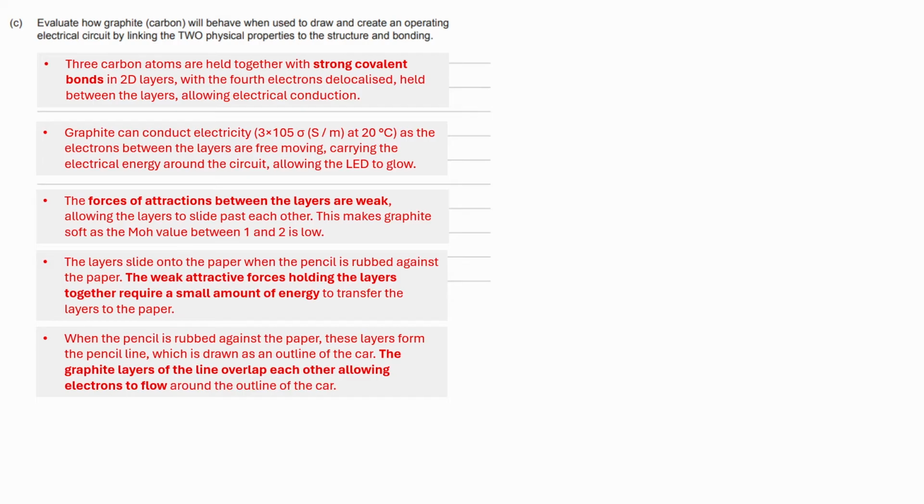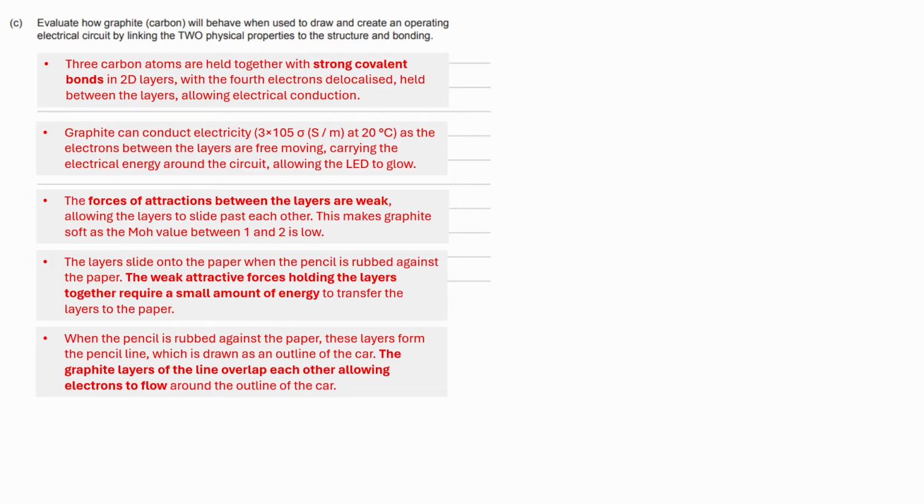when the pencil is rubbed against the paper, you can also say these layers from the pencil line, which is drawn on the outline of the car, the graphite layers of the line overlap each other, allowing the electrons to flow. So when you draw a line, it's like a conducting wire, but the reason it is because each piece of the graphite layer is overlapping and the electrons can move all the way along.